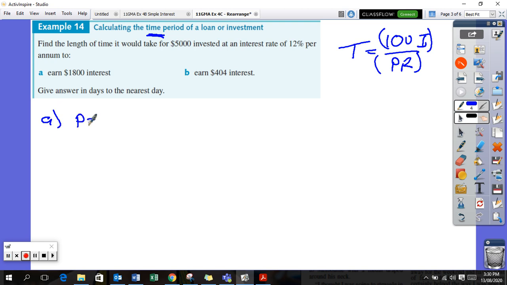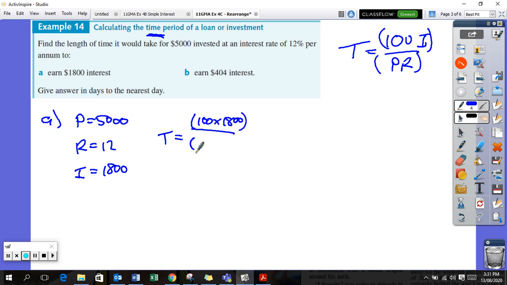the principal is going to be $5,000. The interest rate is 12%, and part A we want to get $1,800 interest. So we're going to go time equals 100 times 1,800 over 5,000 times 12.